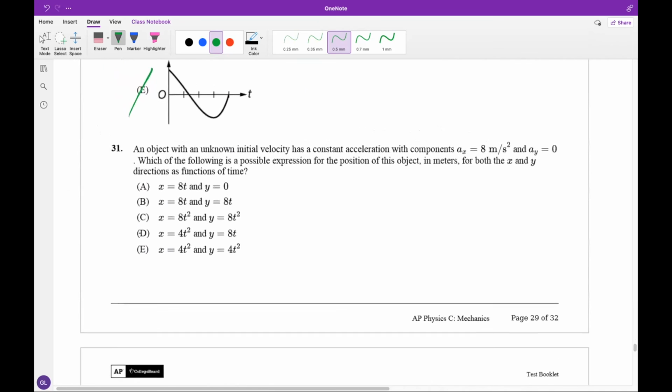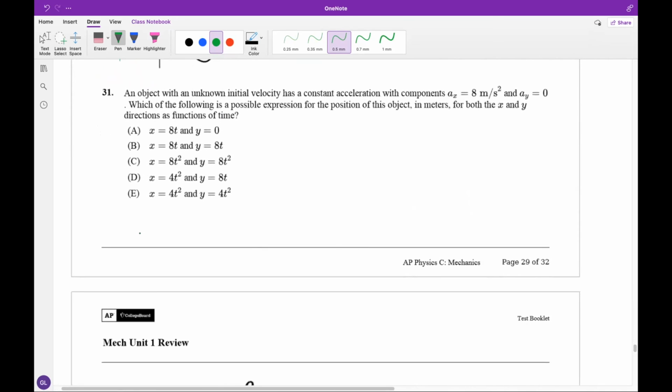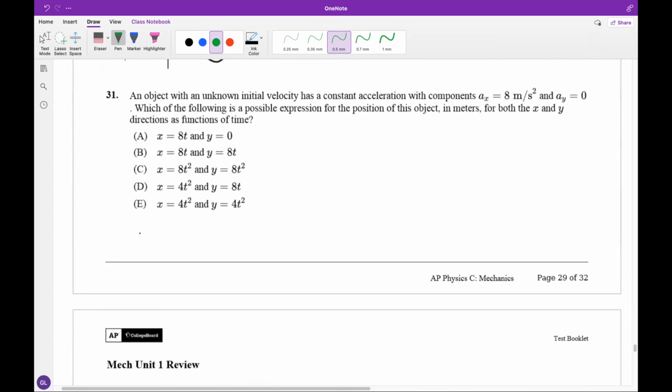Okay. 31. An object with an unknown initial velocity has a constant acceleration with components of 8 meters per second squared and 0 for the X and Y directions respectively. Which of the following is a possible expression for the position of this object in meters for both the X and Y directions as a function of time?